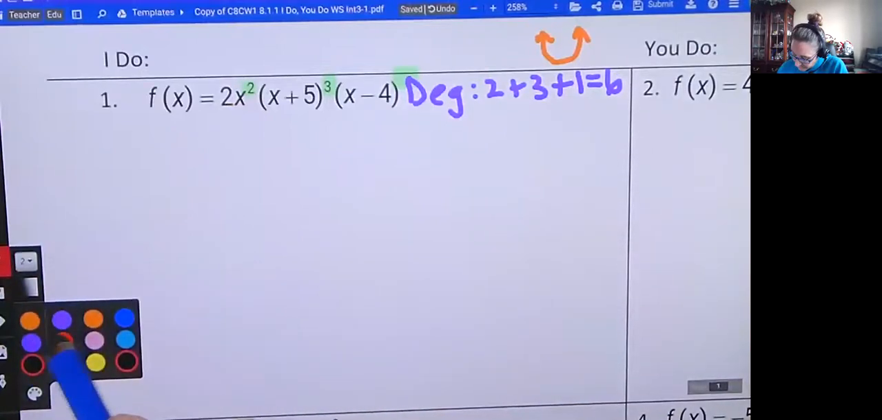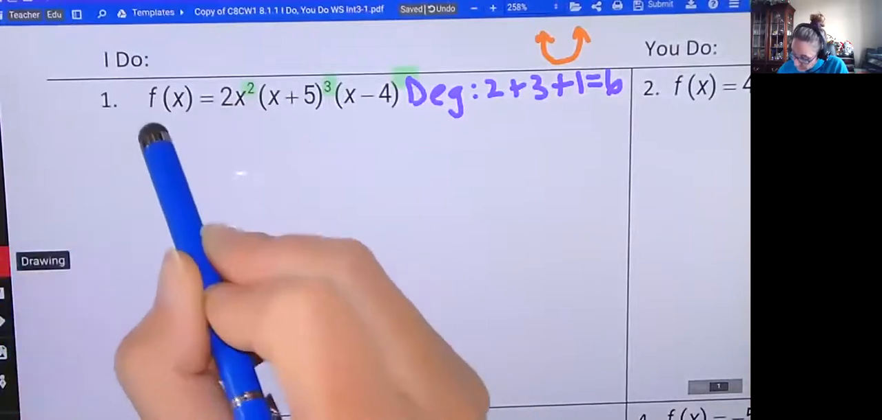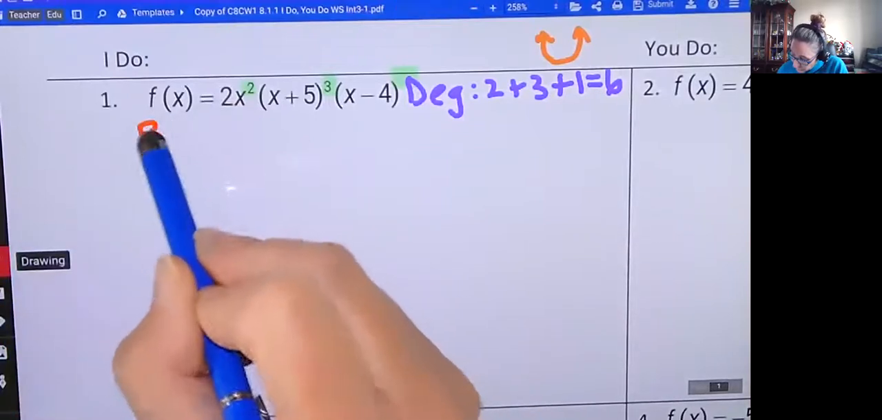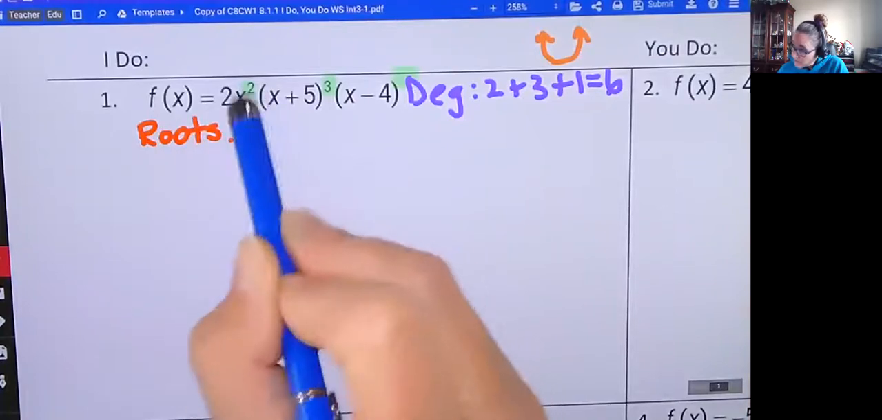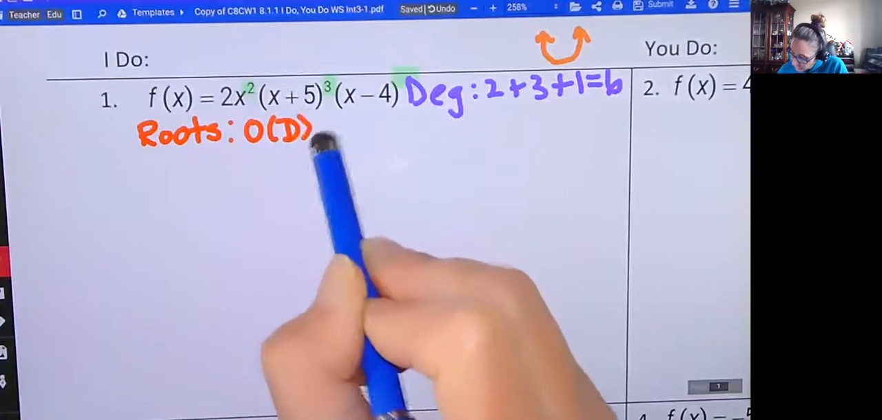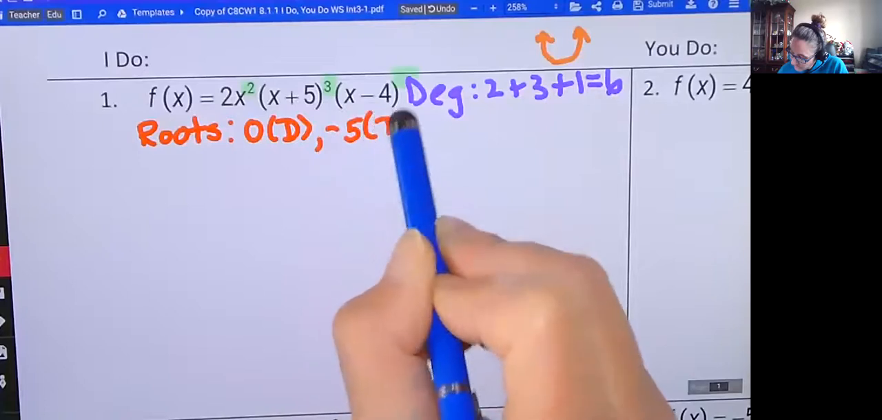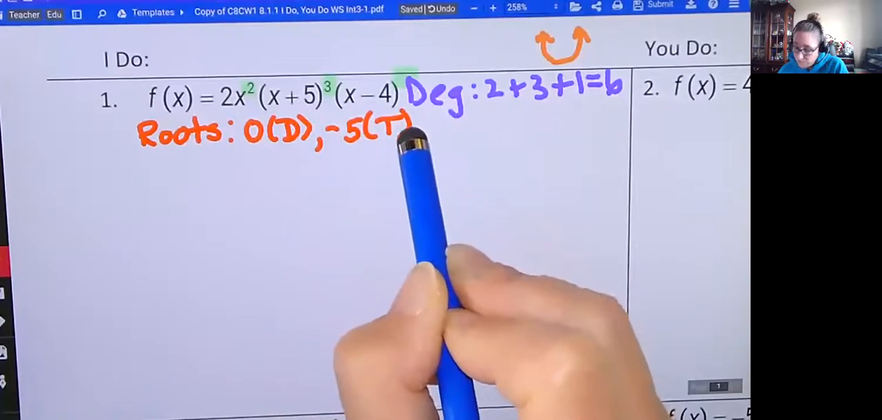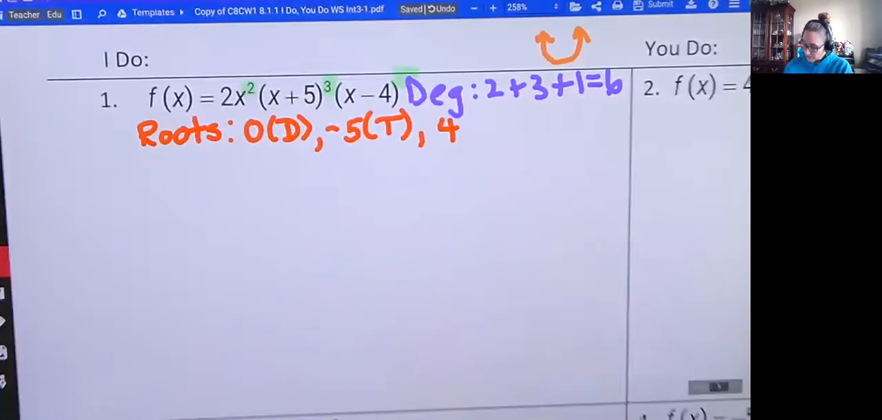So now the next thing I'm going to do is talk about the roots. So my roots are my zeros. These are my x-intercepts. So my roots is basically what makes each factor 0. So this is 0. And I'm going to put D for double. I have it twice. -5 will make that 0. I'm going to put T for triple. I have it 3 times. And then I have my 4. That's a single. Okay, so I'm just going to write nothing there.